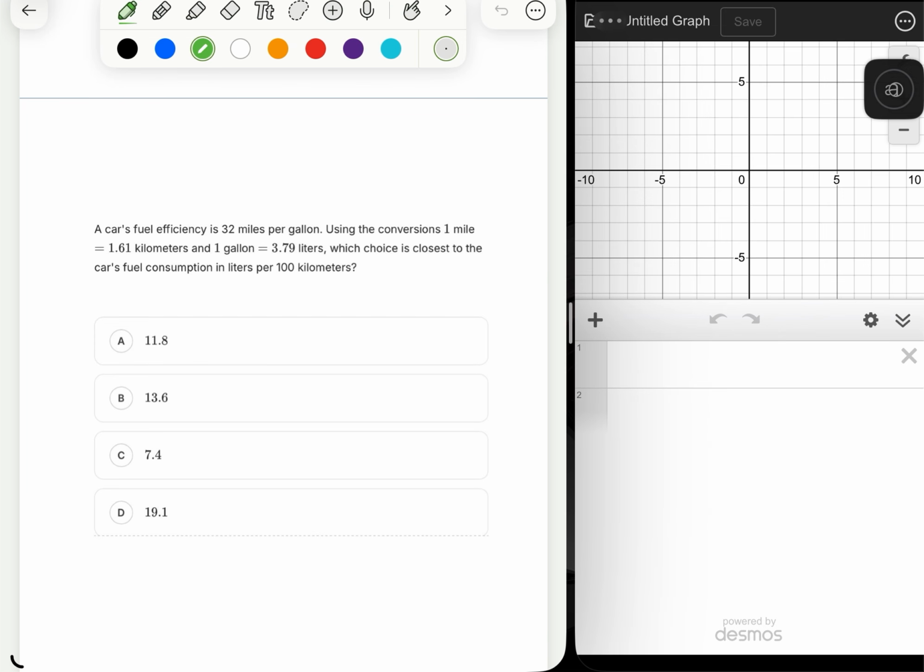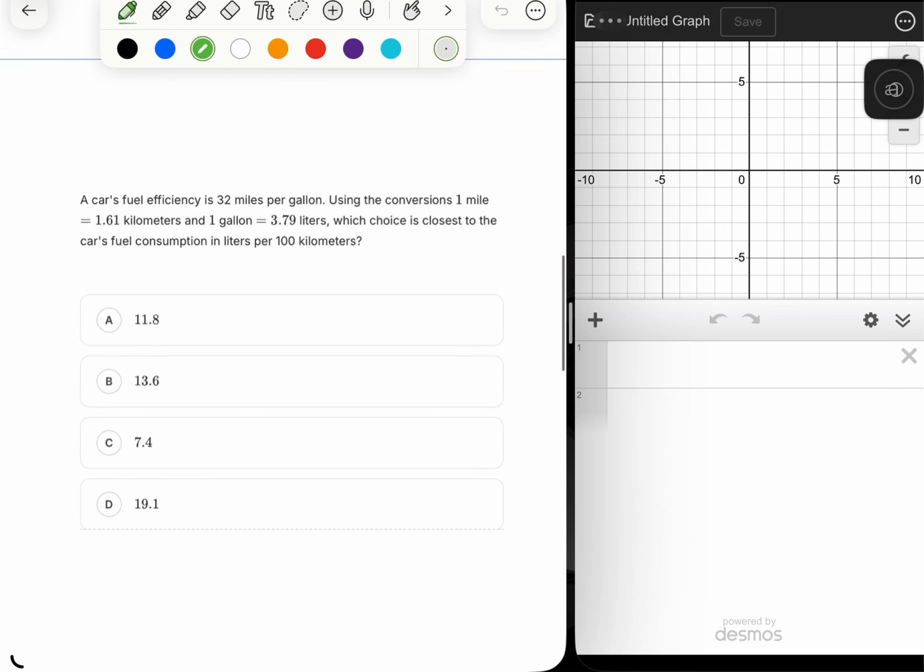But before I start explaining the problem, please give it a try yourself. Okay, so here we're given that a car's fuel efficiency is 32 miles per gallon, and using the conversions that 1 mile equals 1.61 kilometers and 1 gallon equals 3.79 liters, which choice is closest to the car's fuel consumption in liters per 100 kilometers?